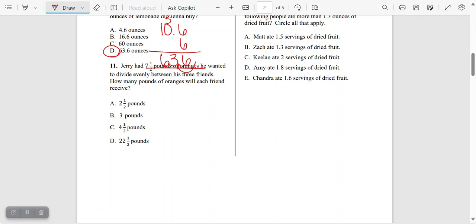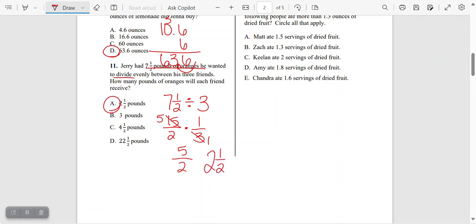Jerry had 7.5 pounds of oranges. He wanted to divide evenly between his 3 friends. How many pounds of oranges will each friend receive? So there's division here. It even says the word divide. So we're going to take 7.5 and divide it by 3. So that's 15 over 2. We're going to keep, change, and flip at once. 3 goes into 15 5 times, so we get 5 over 2. We change this to a mixed number because you can see the improper fraction answer is not there. The answer is 2.5.